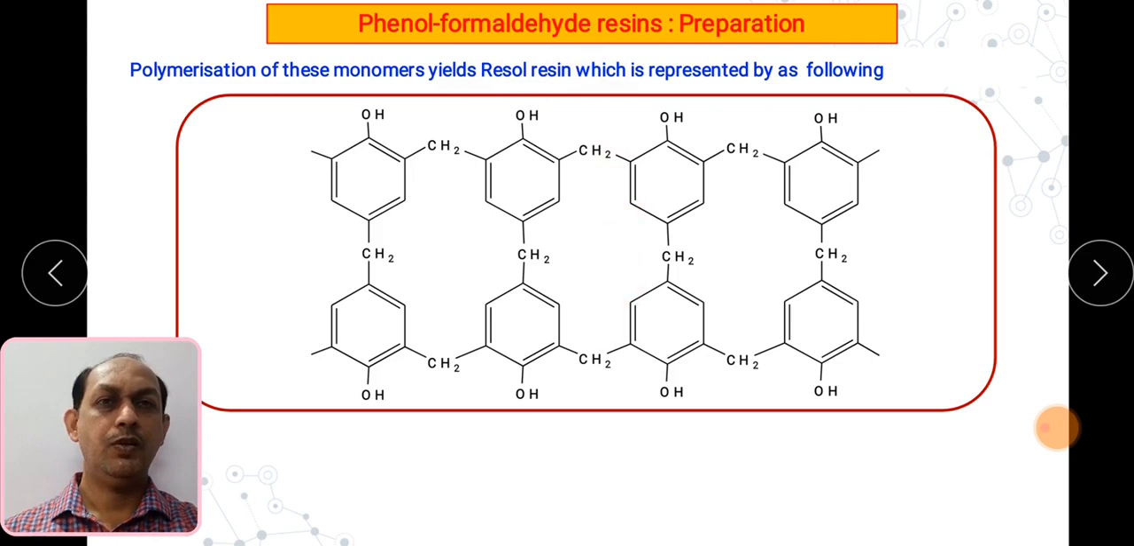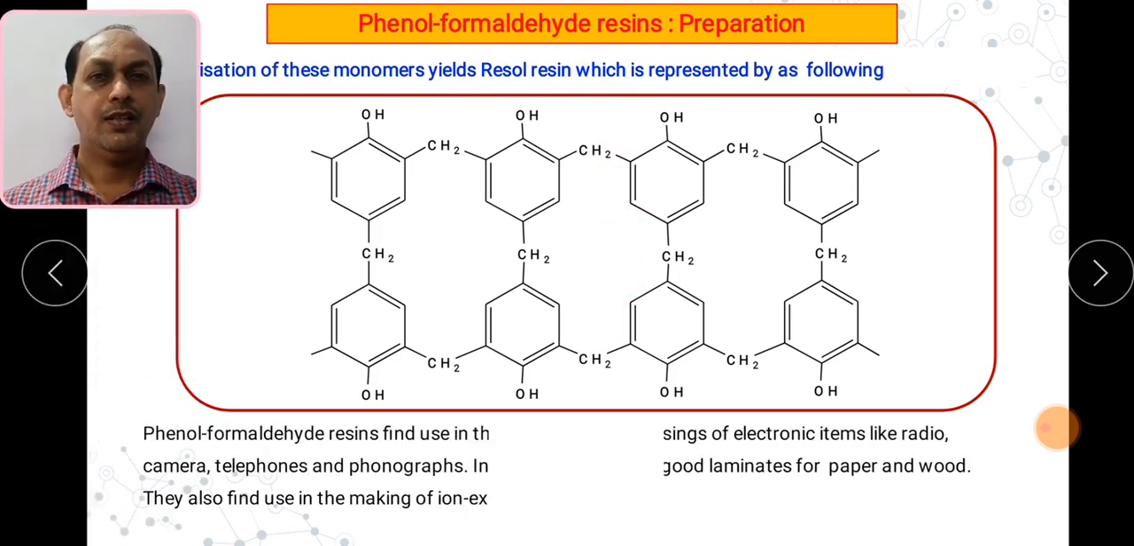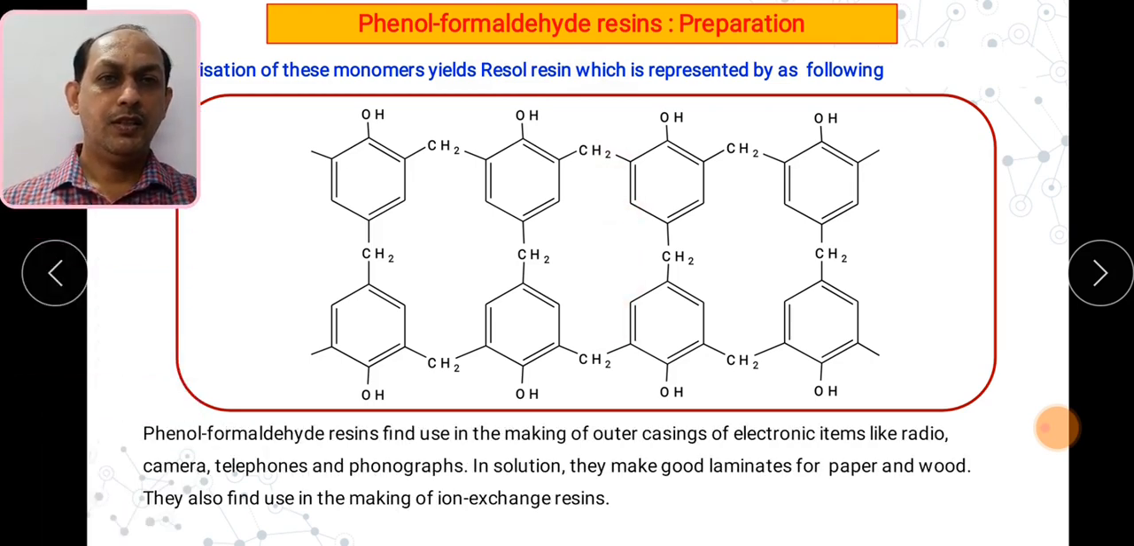So it has very good applicability. You can see this particular phenol formaldehyde resin is used for making casings of electronic items in radios, cameras, telephones, phonographs. They are also used as a good laminating material for papers and wood, and it is also used for preparation of ion exchange resins. So this phenol formaldehyde resin has very good applicability. The cross-linked polymers are also used in a very good ratio.